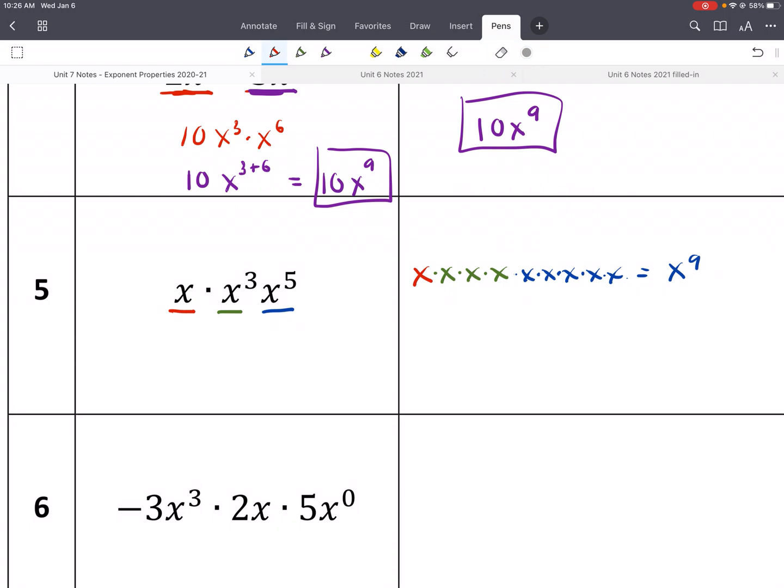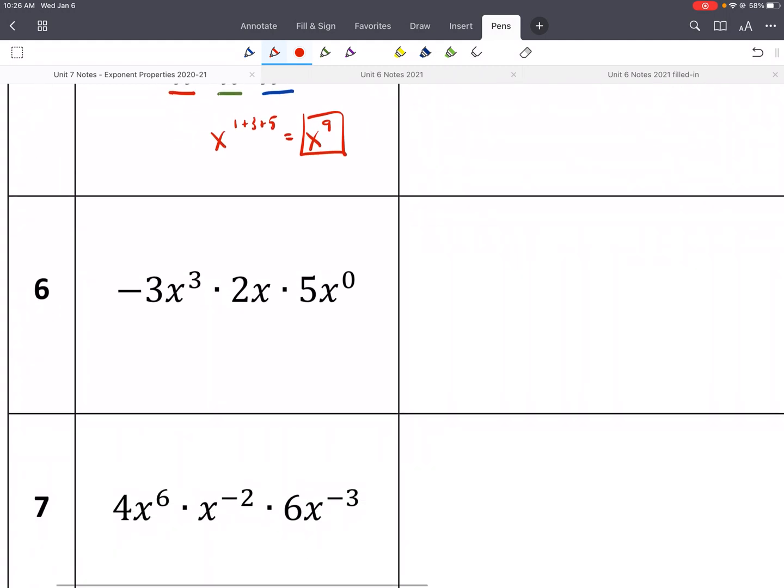Okay? And again, if you wanted to do what we did above, the other way you could do it is just realize that this is x to the 1, and we just add all of those exponents. So 1 plus 3 plus 5, and that's x to the 9th. Sorry, my bad. Forgive me. All right, so here's another example.